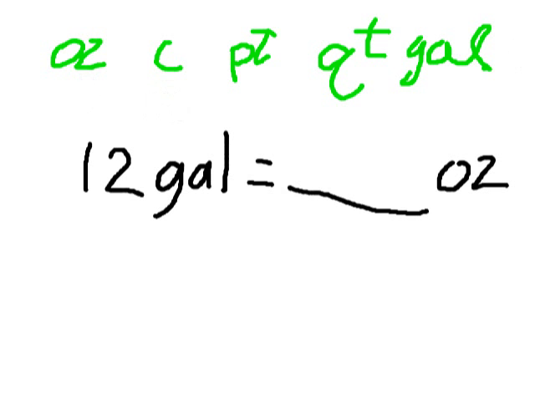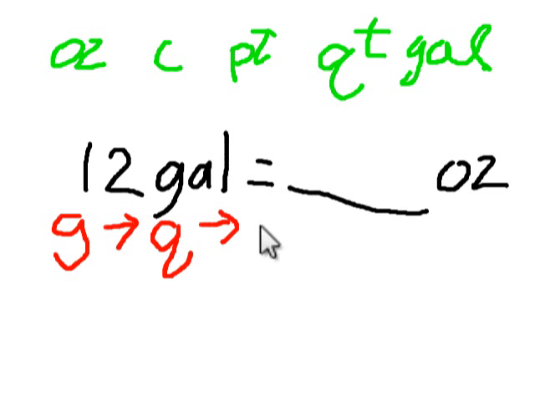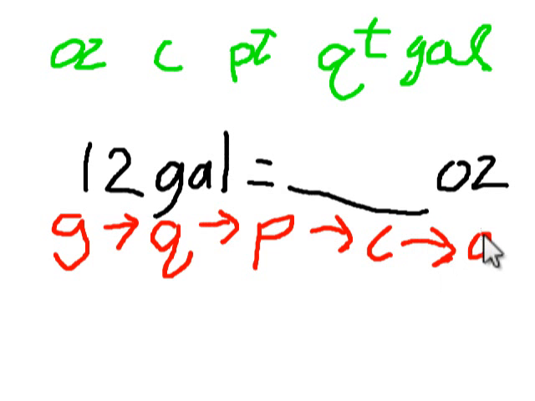First, we're going to change gallons, and I'm just going to use the first letter, into quarts. Then we're going to change quarts into pints, because those are the numbers that I've given you. We're going to change pints into cups. And then we're going to change cups into ounces. So that's how we're going to get there. We're going to do all these conversions.